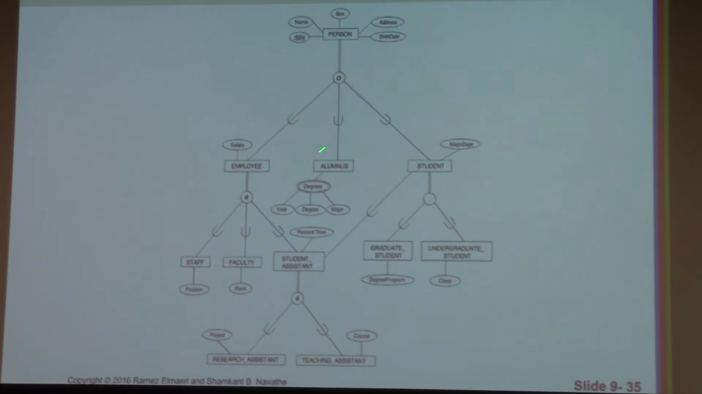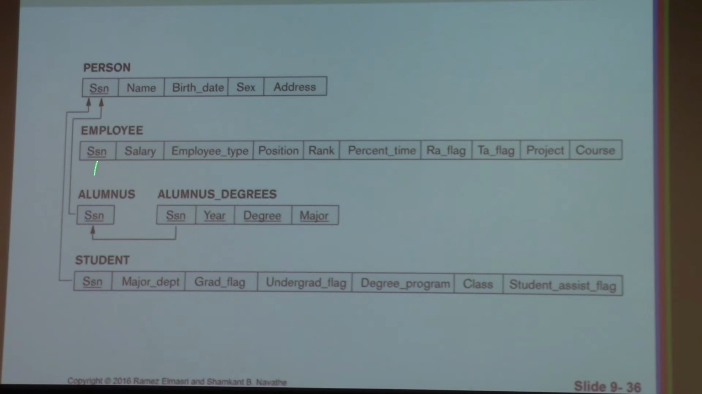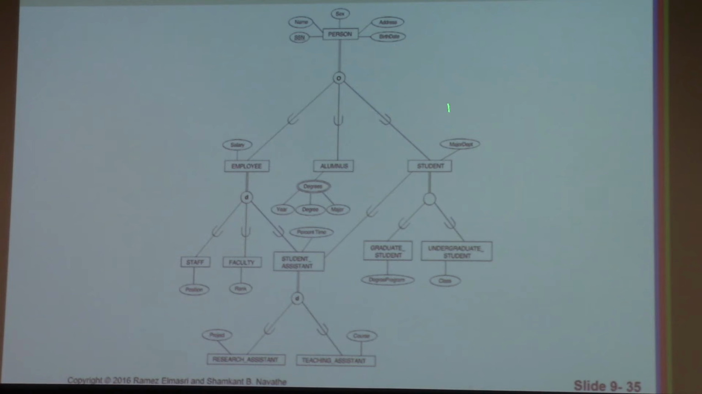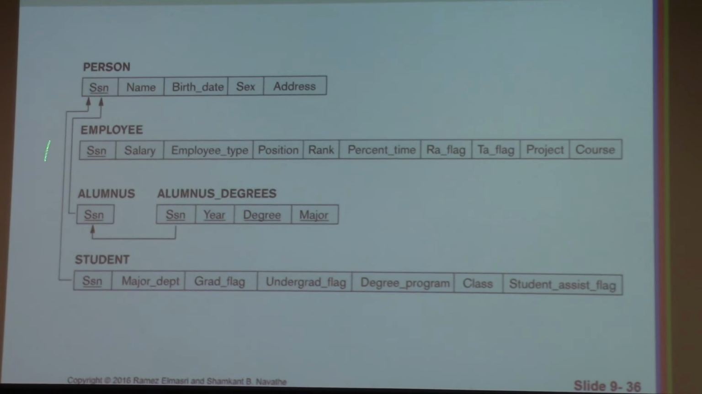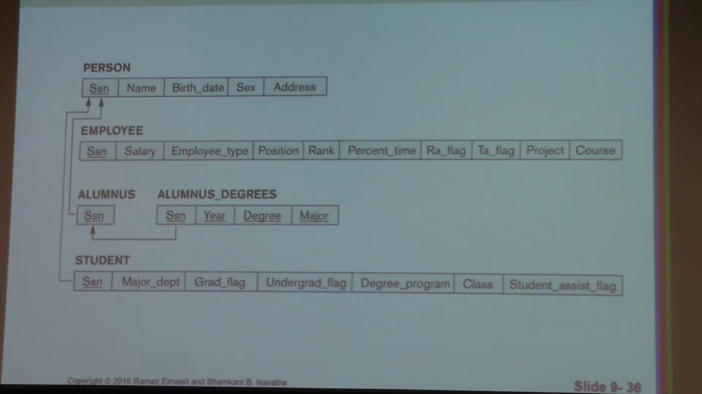What is the top? Person, employee, alumnus, student. Which option is selected in this conversion? One of these: option 1, option 2, option 3, option 4. Person, employee, alumnus, and student. Which one is selected? I think 2. Which one? Go back. Only focus on this. Which one is selected in this conversion? So, option 1, option 2, option 3, option 4.